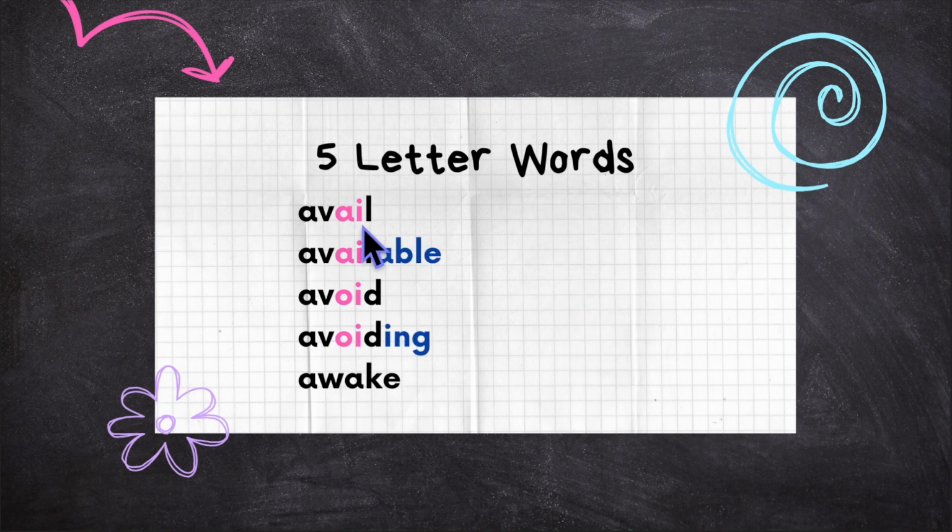AI has a long A sound, so this is avail. Although this by itself is the word able with a clear long A sound, as a suffix, the A schwas, and it sounds like uh-ble. Available. OI says oi, avoid, avoiding, awake.